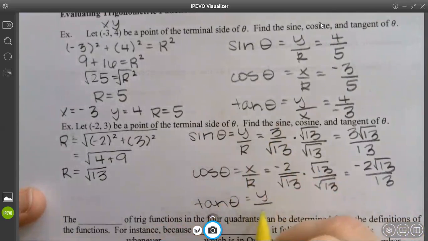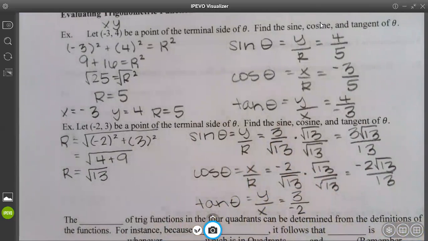Tangent is y over x. What do you get? And it doesn't matter where that negative is. On the 3, on the 2, or out front, it's all the same. Okay, so don't stress out.